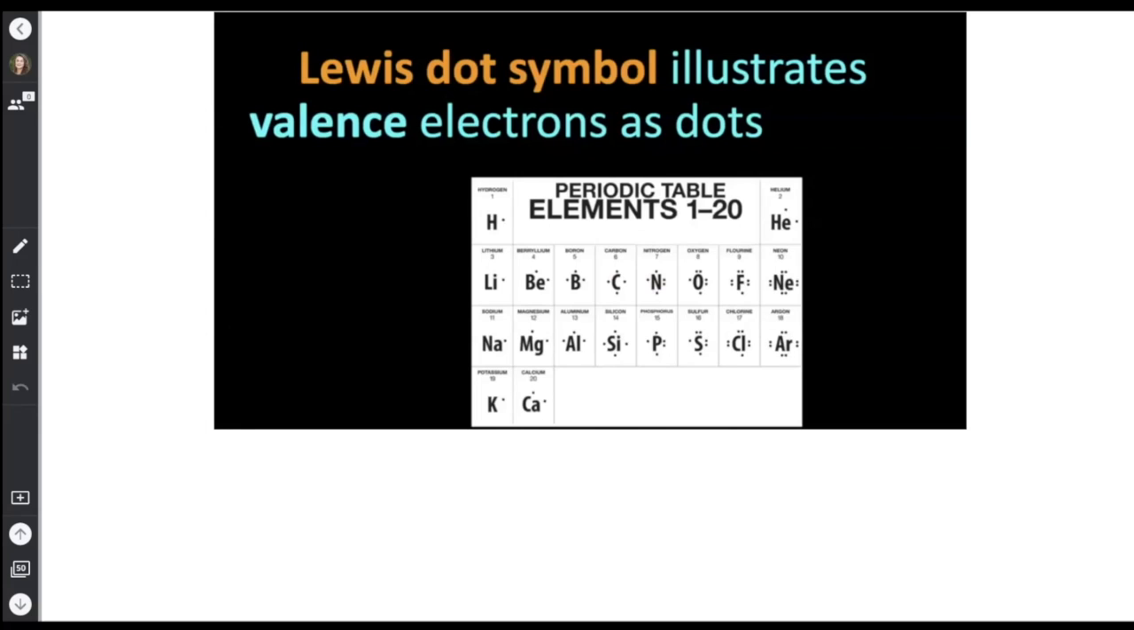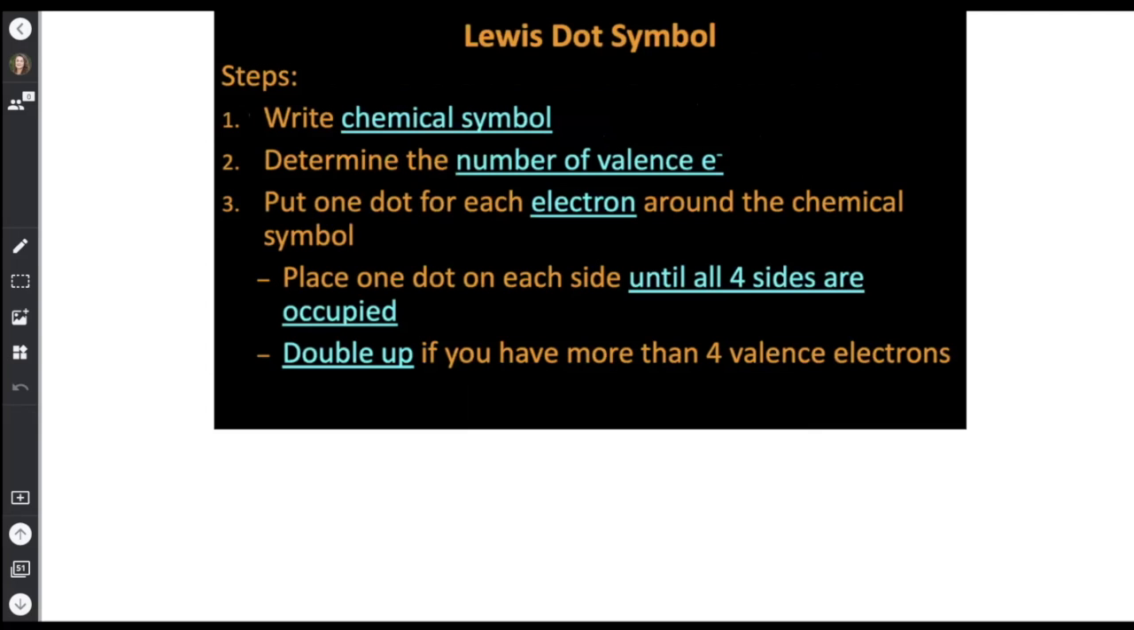So then we illustrated our valence electrons as dots using the Lewis dot symbol. What is the max amount of dots you could have around your symbol? 8. Yes, all right? So I don't want to see 21 dots piled around an element because the max we can have is 8. We're talking about valence electrons here, not total electrons. All right, so in our Lewis dot symbols, the first thing we would do is write our chemical symbol, determine the number of valence electrons, and then put a dot on each side for each electron.